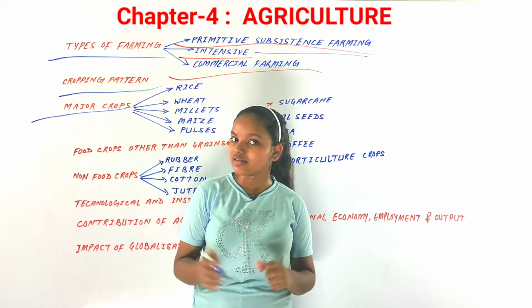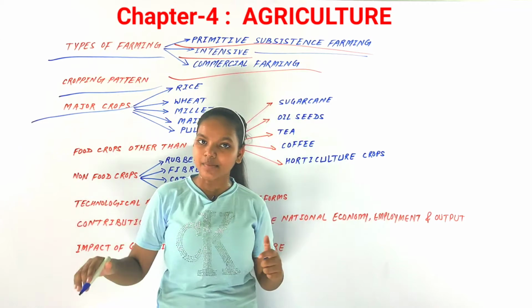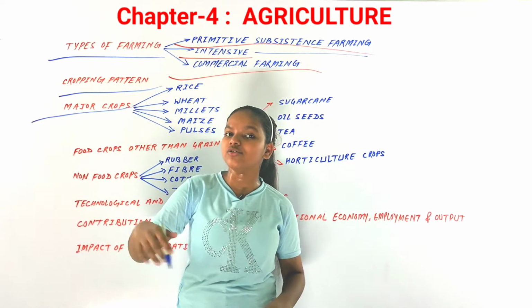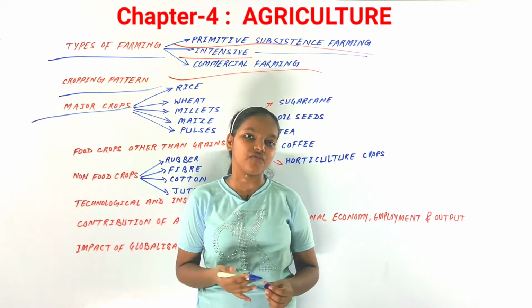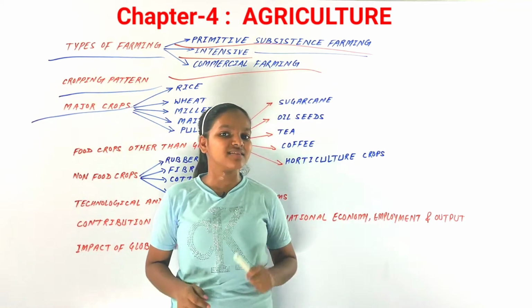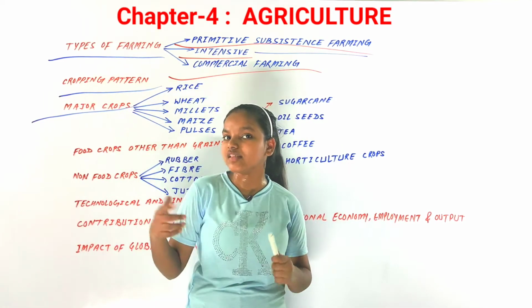Now the thing that we were discussing was major crops. There are so many crops in our country, but there are some that are the main crops of our country, that are consumed everywhere and everybody knows about them. Now let's discuss some of the major crops of our country and the conditions for growing them as well.